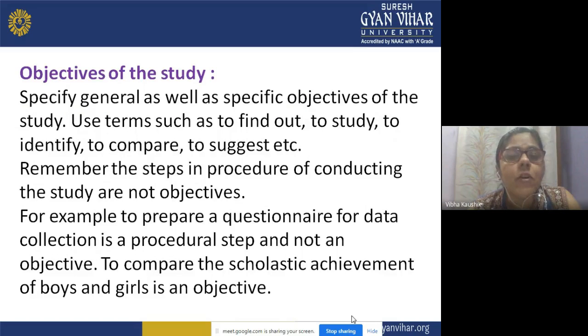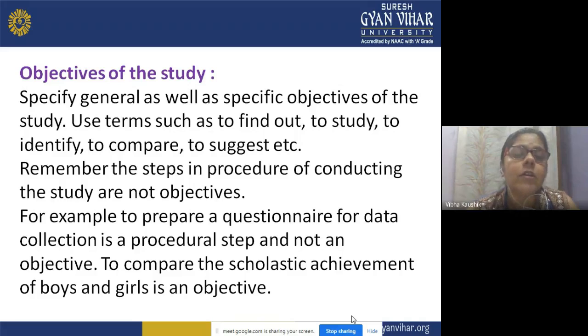Now, objectives of the study. Specify general as well as specific objectives of the study. Means you have to define that these are my objectives. Use terms such as to find out, that after conducting the research, I will be able to find out this. To study the impact of motivation on learning. To identify the factors which are influencing the learning of the learner.